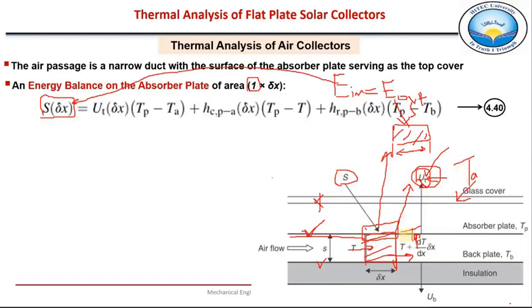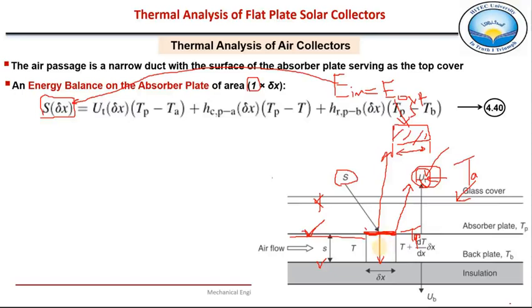Second energy which is leaving is from the bottom of this absorber plate, right? Let me show it clearly. There are so many lines, so it becomes difficult to explain. So now from this absorber plate, which is our system, let me show it in thick line. So energy entering is S, energy leaving from the top is UT into TP minus TA, from this area, delta X into 1, and there is energy which is leaving in this direction.